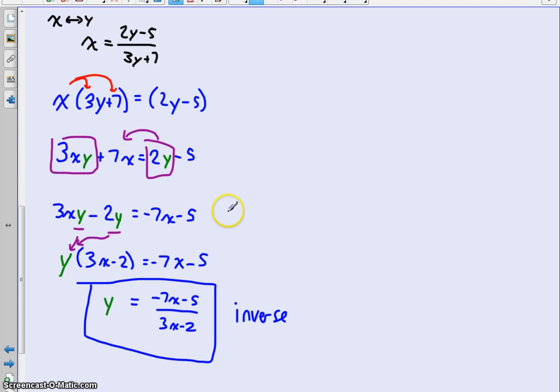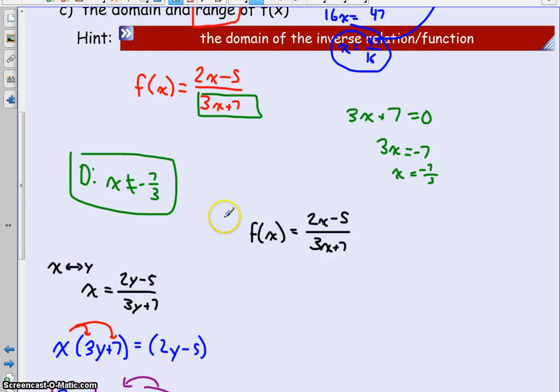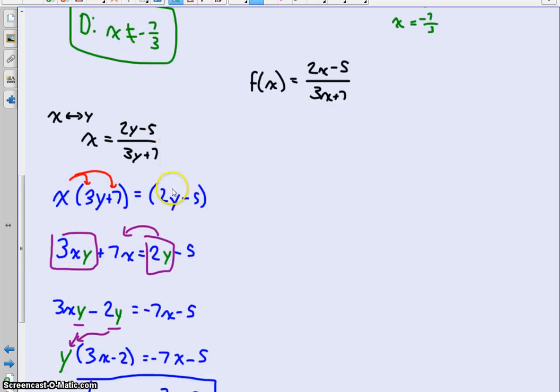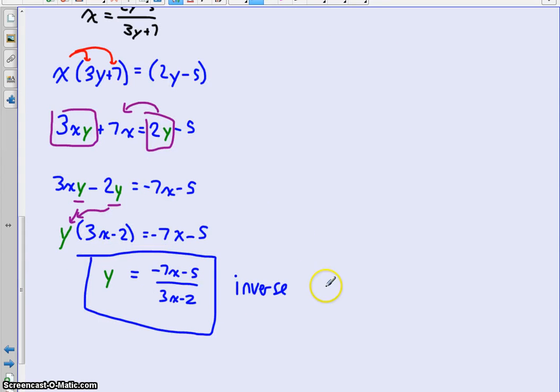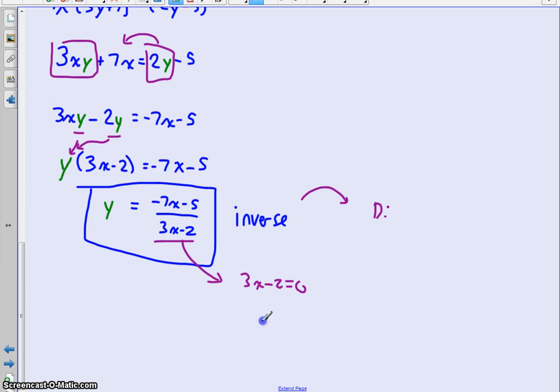So remember, the reason we were doing this was we didn't know the range of our original function. But if we can find out the domain of our inverse, that will give us the range of our original function. So for the inverse, if I look at the domain here, I can't have a denominator of 0. So quickly solving for x here tells me that an x of 2 over 3 would make that happen. So my domain of my inverse is that x cannot be equal to 2 over 3.